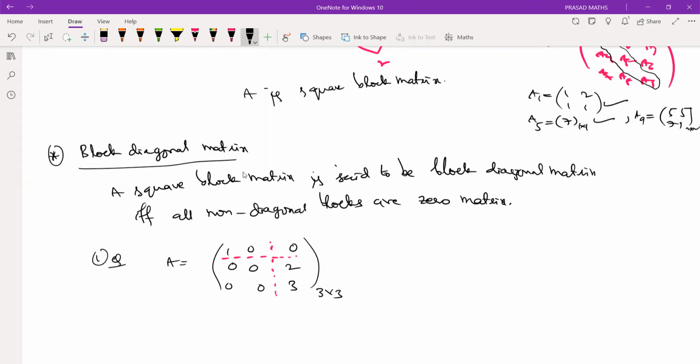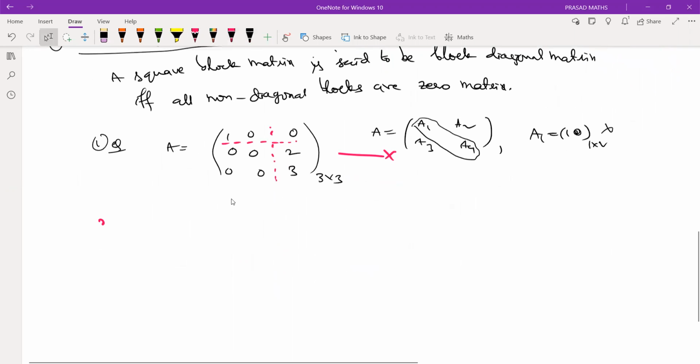Blocks form square matrices. See how many horizontal lines? One. How many vertical lines? One. Therefore it satisfies the second condition. What is the third condition? Diagonal blocks. What is my A? A is nothing but A1, A2, A3, A4. It is nothing but diagonal. So A1 is nothing but 1, 0. The diagonal block is not a square matrix. Therefore, it fails to satisfy the third property. Therefore, it is not a block diagonal matrix.